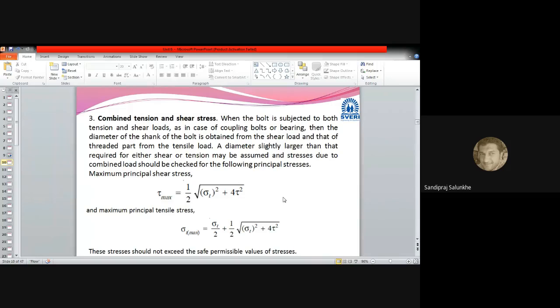First of all, we'll see what the maximum shear stress theory is. When the failure is occurring because of shear, and if the part is undergoing tensile as well as shear stress, then the maximum shear stress is given by 1/2 under root tensile stress square plus 4 times the shear stress square. This is the maximum shear stress theory, and this is the maximum principal stress theory.